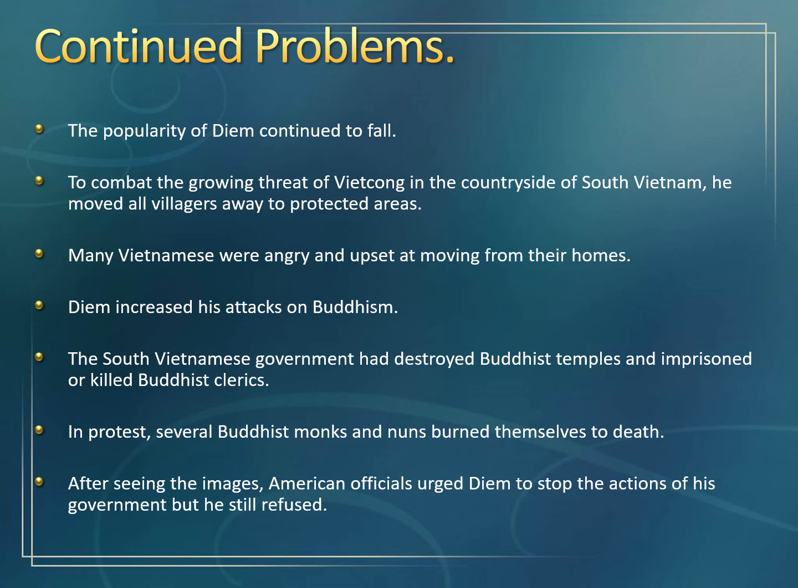Diem also increased his attacks on Buddhism. The South Vietnamese government had destroyed Buddhist temples and imprisoned or killed Buddhist clerics. So in protest of this, several Buddhist monks and nuns burned themselves to death. And there are images of these monks and nuns burning themselves in busy intersections of towns and cities in South Vietnam. After seeing these horrific images, American officials urged Diem, please stop what you're doing, stop these attacks, but he refused.